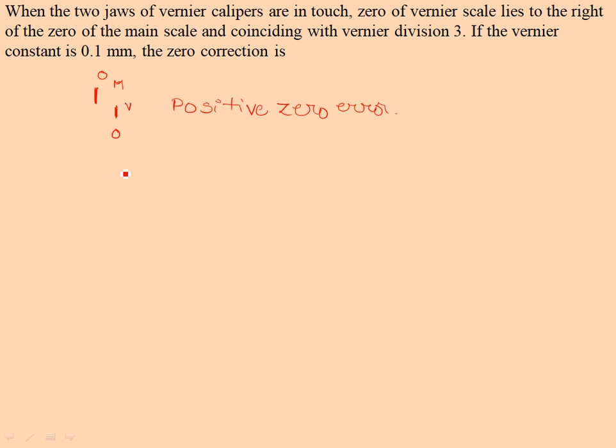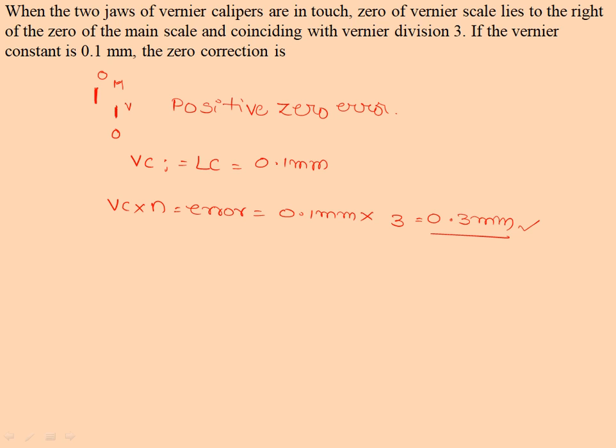And look at this, you are given like this: vernier constant. Vernier constant is nothing but least count. Its value is 0.1 mm. So that vernier constant into number of vernier divisions, that gives the error. So that our vernier constant is 0.1 mm into the division that is coinciding is 3, so that this will be 0.3 mm. So that will be the error.